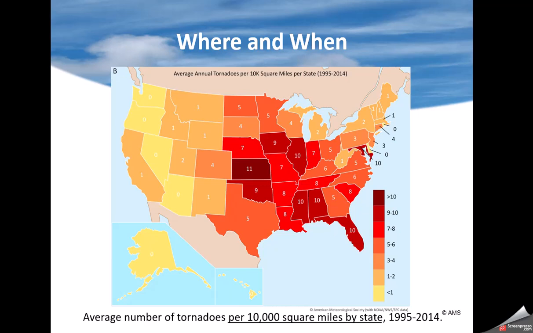And here you can see per 10,000 square miles. I like to do it this way rather than number per state, because states are bigger, they change size. This normalizes everything. You can see Kansas gets the most, Florida, Oklahoma, Illinois, all those areas. Even up in Ohio gets 5 for every 10,000 square miles over that time.